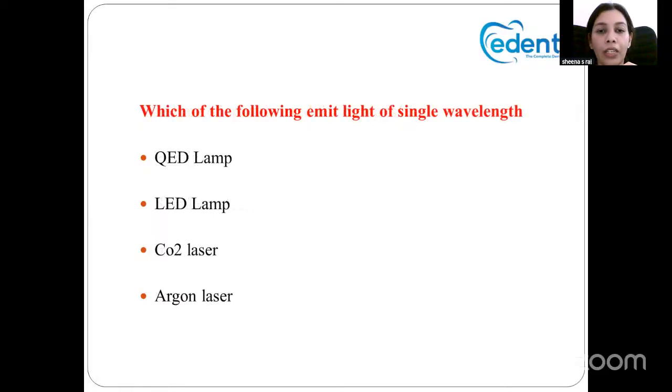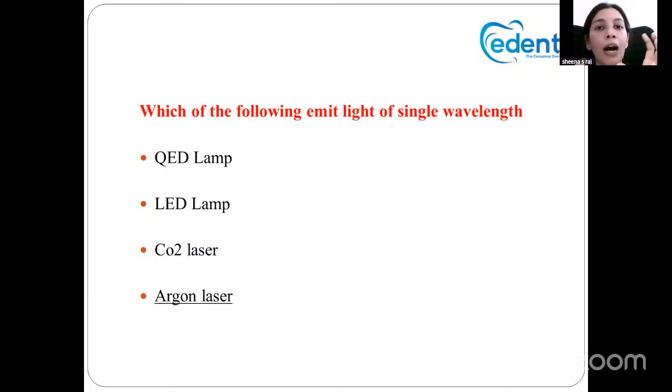Next question. Which of the following emit light of single wavelength? This is a very important question again. Like laser, we know that various lasers have been used for curing. And argon laser is the only laser which works at 490 nanometer, which emits only a single wavelength. The LED lamp, QTH lamp, quartz and tungsten, etc.